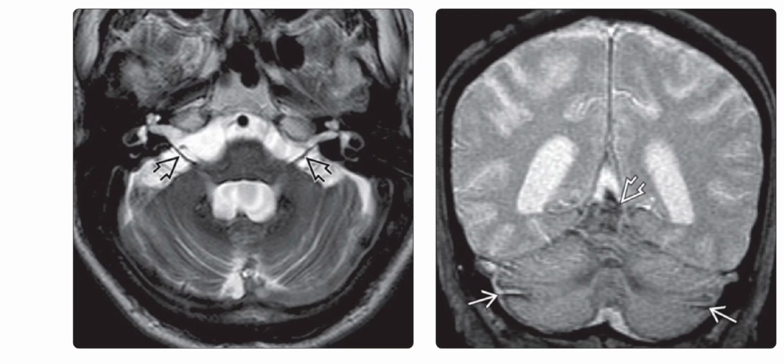Coronal T2 star GRE image shows the extensive superficial siderosis in the posterior fossa. Blooming of the hemosiderin on the surfaces is seen as a hypointense outline. The superior vermis as well as the cerebellar folia are involved here.